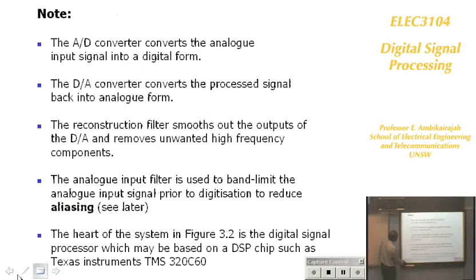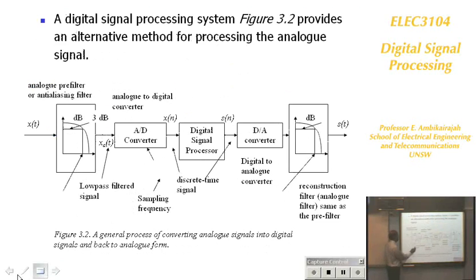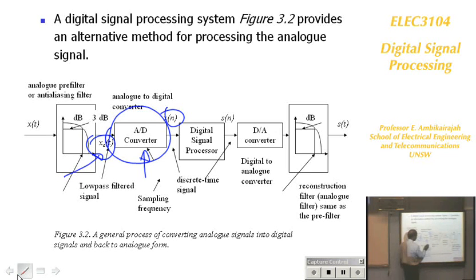Can I go back to the diagram for a second? Here's the A to D converter. What is an A to D converter? What's the problem associated with it? We are going to convert an analog signal to digital form, and to do that we will run into problems. This analog signal has to be band limited. If it's band limited, then you can decide to sample the signal.